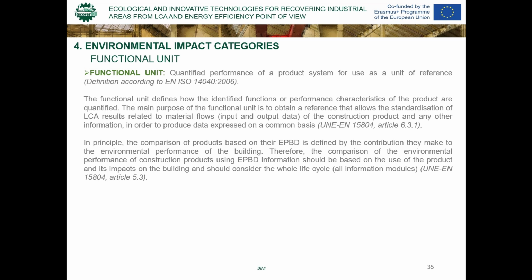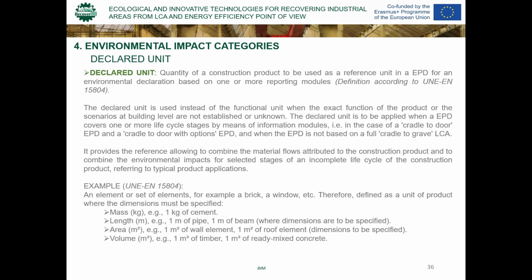All information modules, UNE-EN 15804, Article 5.3. Information module, data collection used as the basis for the Type 3 environmental declaration, covering a unitary process or a combination of unitary processes that are part of the life cycle of a product. Declared unit, quantity of a construction product to be used as a reference unit in an EPD for an environmental declaration based on one or more reporting modules, definition according to UNE-EN 15804.